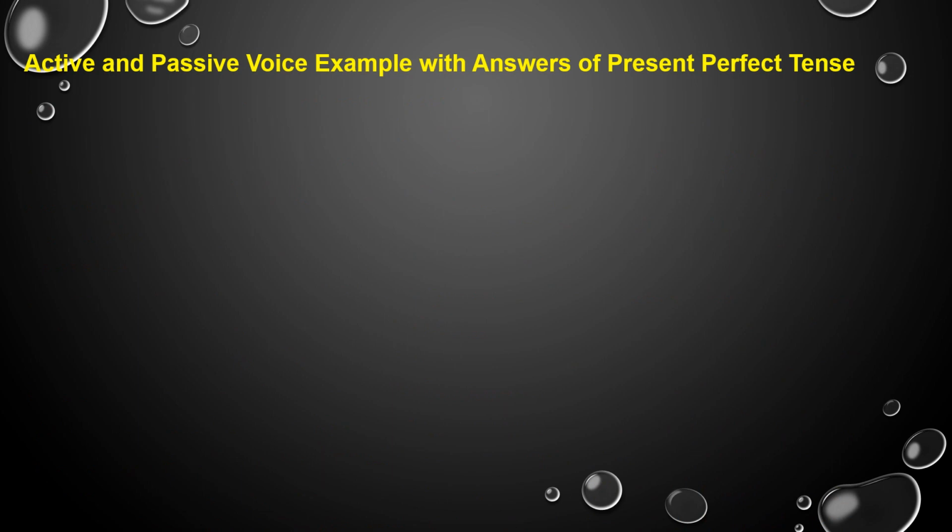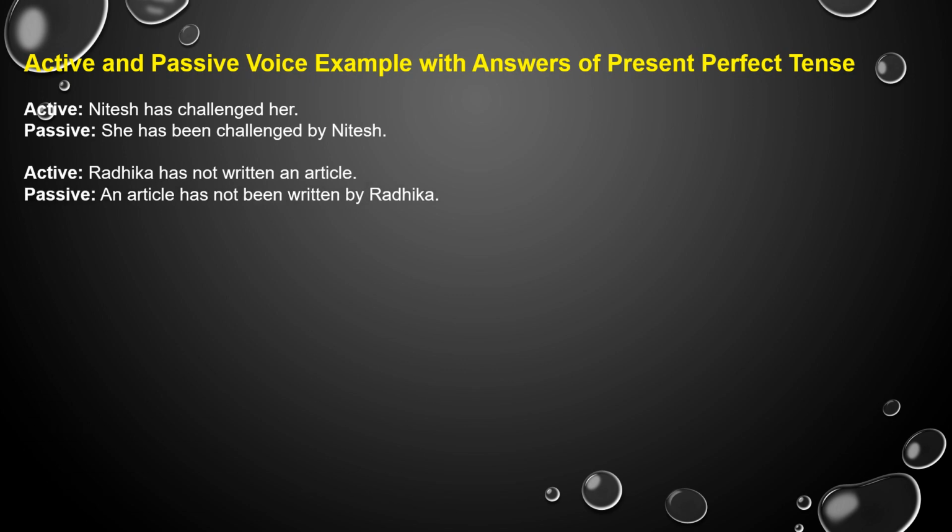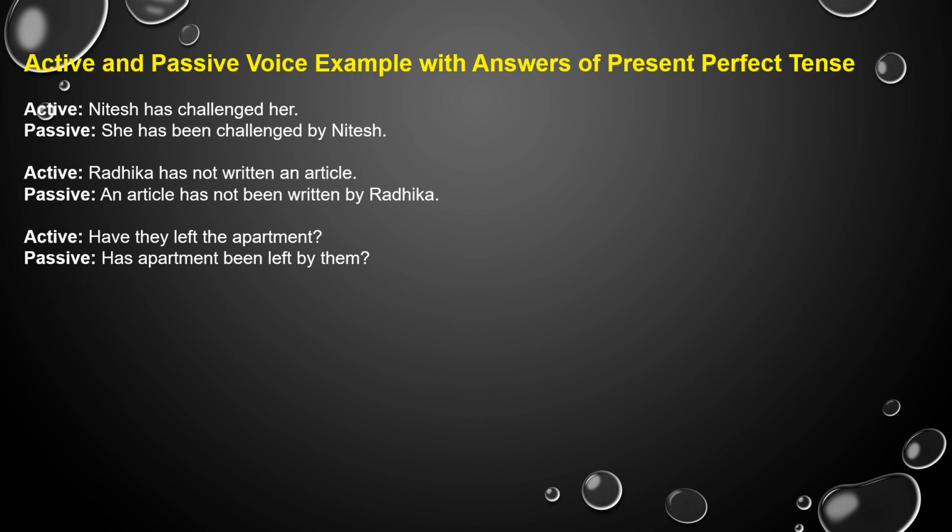Active and passive voice examples for the present perfect tense. Active: Nitish has challenged her. Passive voice: She has been challenged by Nitish. Next, active: Radhika has not written any article. Passive voice: An article has not been written by Radhika. Active voice: Have they left the appointment? Passive: Has the appointment been left by them?